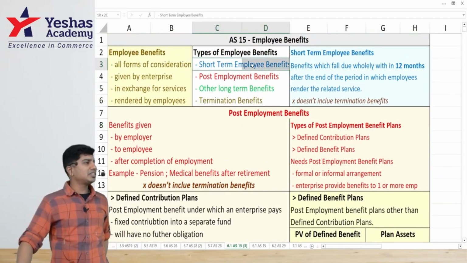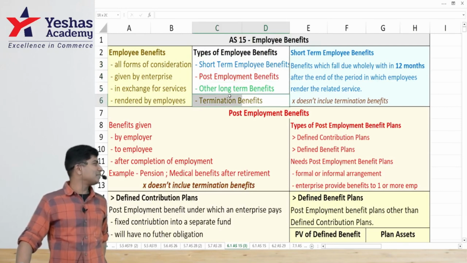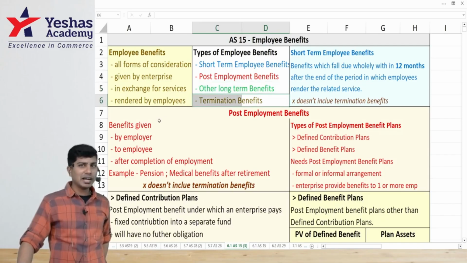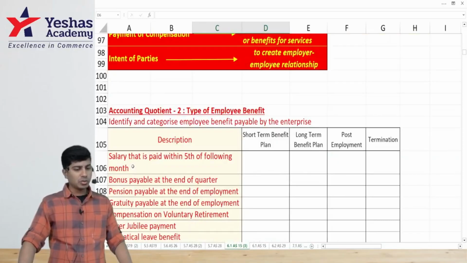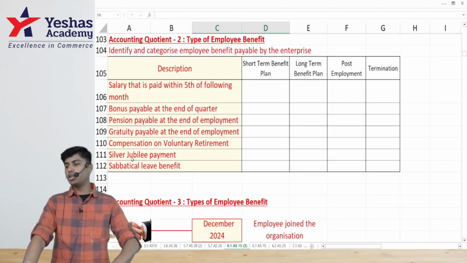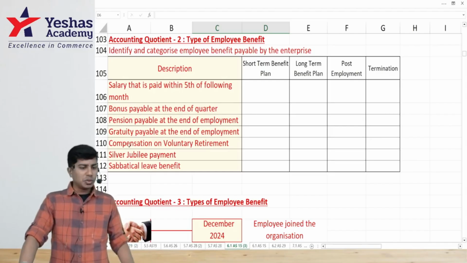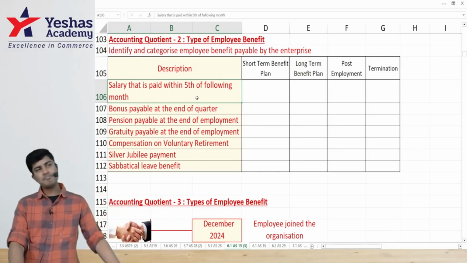Short-term employee benefits, post-employment benefits, other long-term benefits, and termination benefits. Very good. Now, let's do one question, okay? Come to AQ2. I've given you a lot of employment benefits. I want you to classify them into short-term and long-term. Shall we?